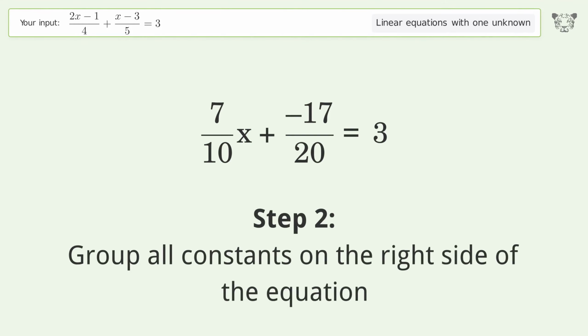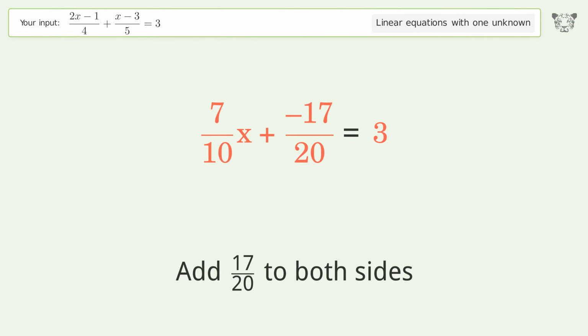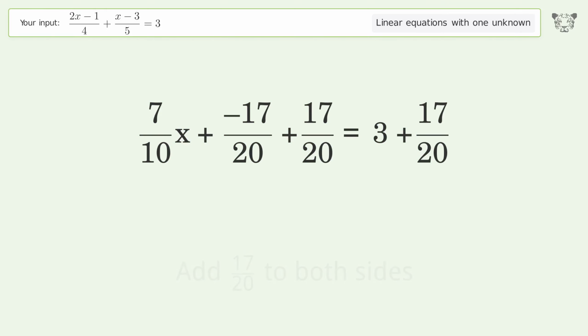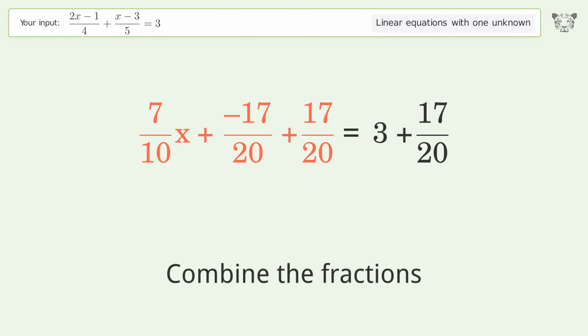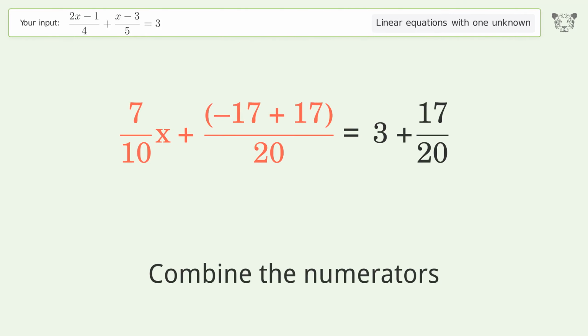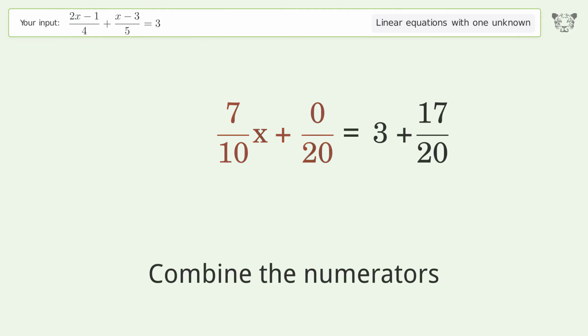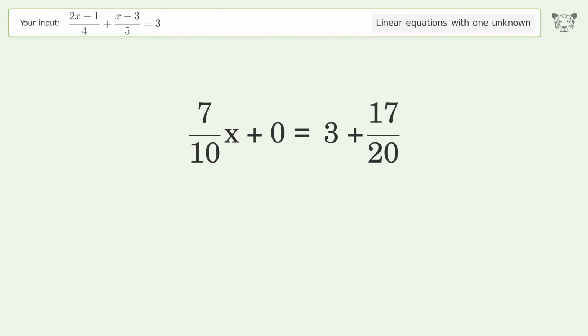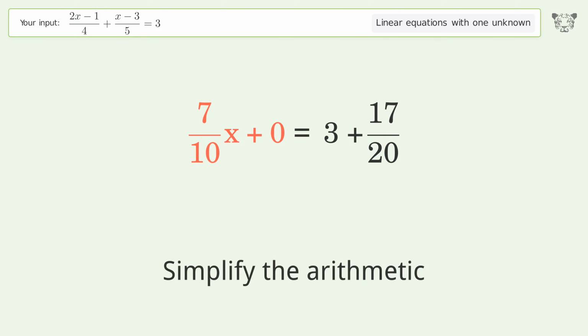Group all constants on the right side of the equation. Add 17/20 to both sides. Combine the fractions. Combine the numerators. Reduce the zero numerator. Simplify the arithmetic.